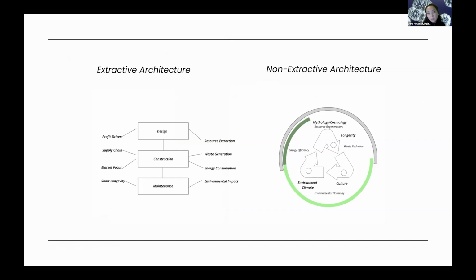And non-extractive architecture, or as I call it, indigenous or native architecture, is based on a very intertwined connection between culture and environment, climate, mythology, cosmology, stories, songs, traditions. And it's always energy efficient, waste reductive, and usually it's in harmony with the environment and the environmental cycles.